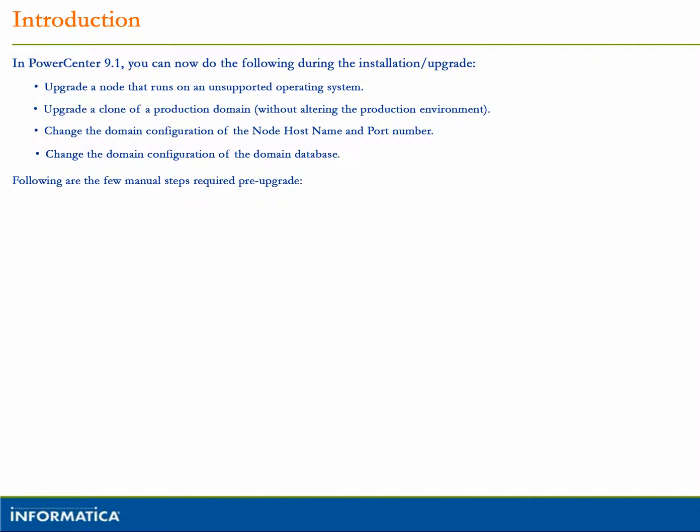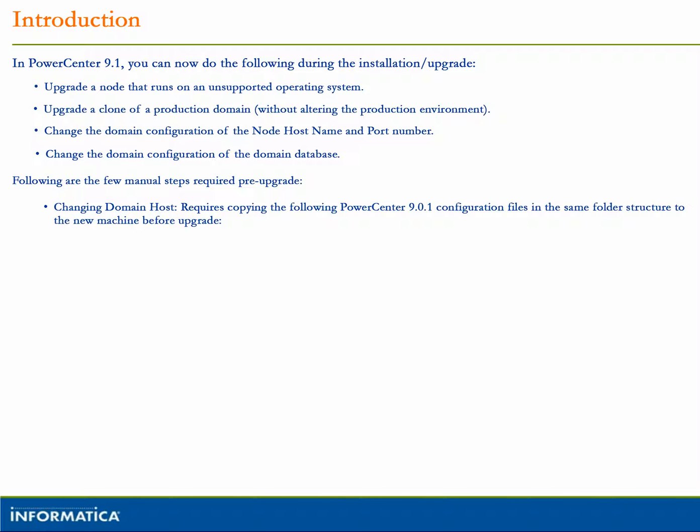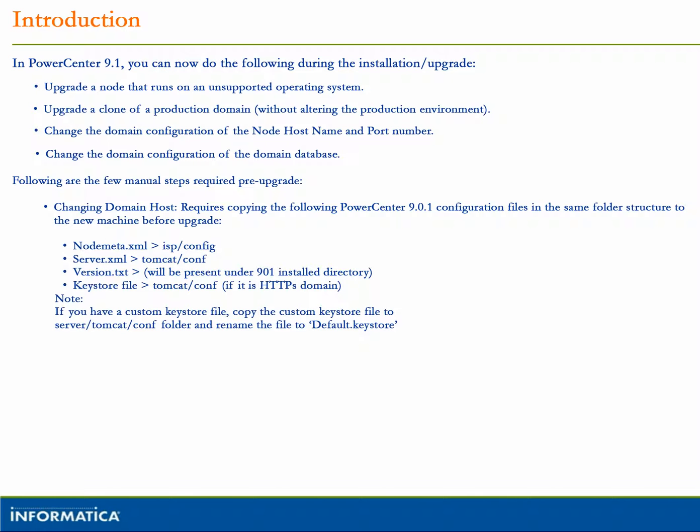Following are the few manual steps required pre-upgrade. Changing the domain host requires copying the following PowerCenter 9.1 configuration files in the same folder structure to the new machine before upgrade. NodeMeta.xml in isp/config. Server.xml in tomcat/conf. Version.txt under the 9.1 installed directory. Keystore file in tomcat/conf, if it is an HTTPS domain.